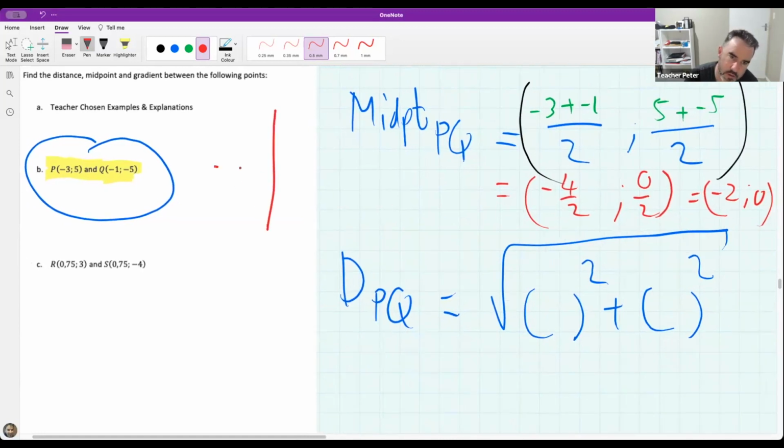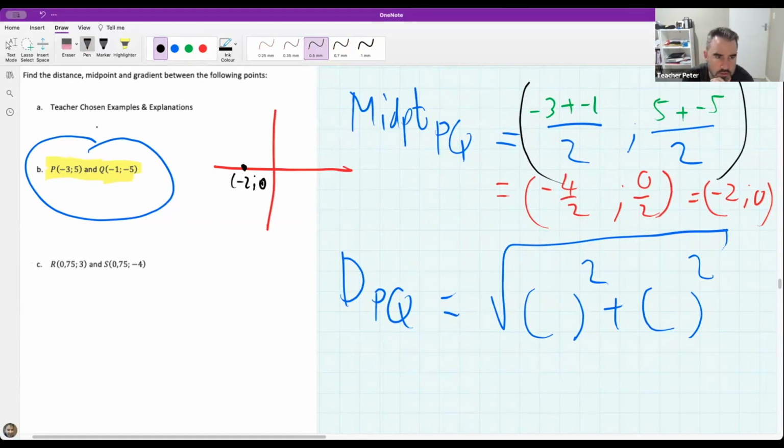Yeah. So it's literally on the x-axis. If you were to imagine where's -2, 0? It's on the x-axis. So that's where the midpoint is. So the other 2 points must be on either side. Okay, what about the distance between P and Q?